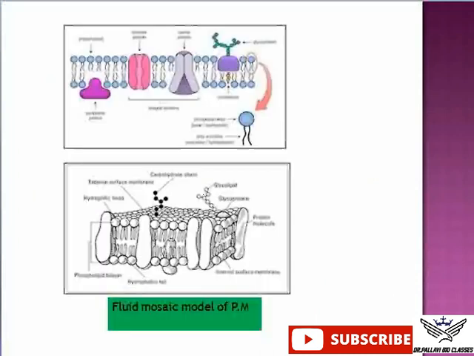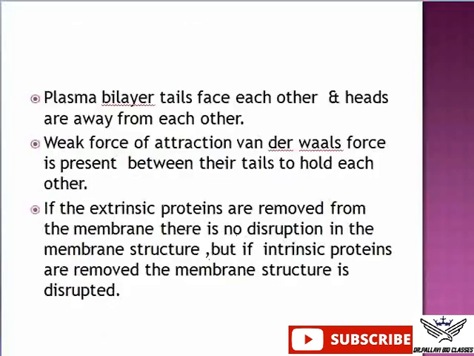Now this diagram shows the fluid mosaic model of the plasma membrane. Again, the bilayer tails face each other and the heads are away from each other. Now there is a weak force of attraction between their tails, called van der Waals force of attraction, and this is a weak type of force which is present between the tails of the lipid bilayer.